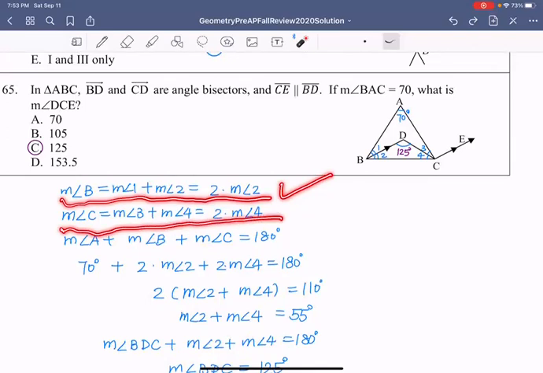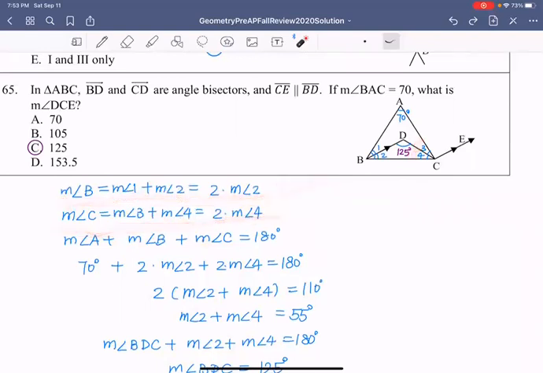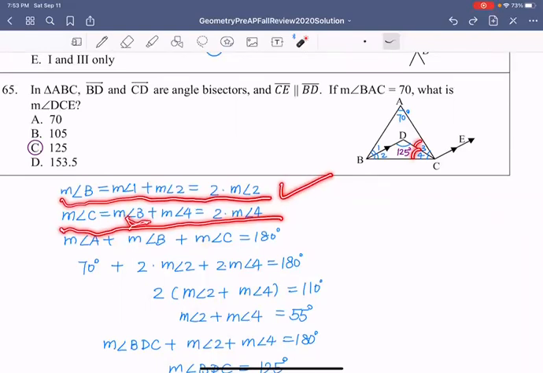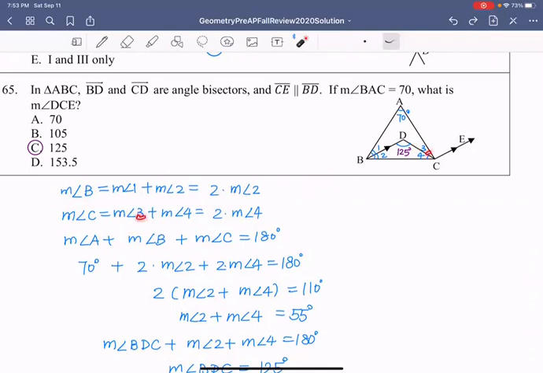The measure of angle C equals the measure of angle 3 plus the measure of angle 4, which equals 2 times the measure of angle 4. Okay, are you okay for here? Now, next, continue reading. The measure of angle A plus the measure of angle B plus the measure of angle C equals 180. Do you agree? Yeah.